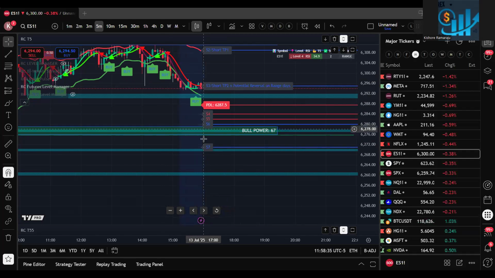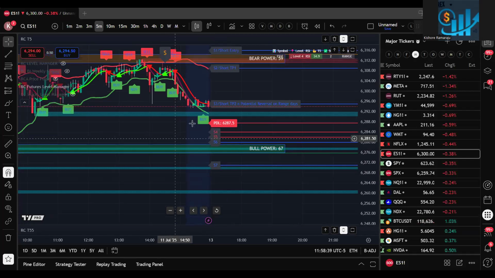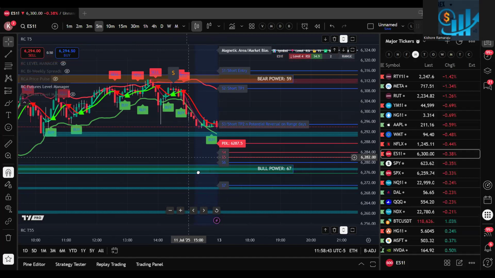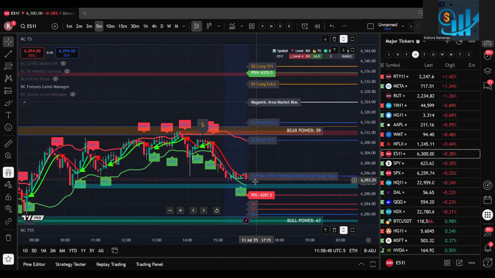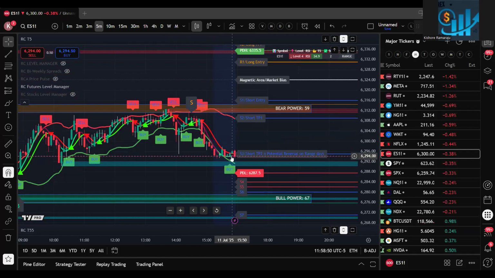Then it may come all the way to support 7 or support 8. If there is any news, it will be much bigger moves, right? That will be very huge moves on those days. If it is a normal day without any major news, it will just move between this area. That means whenever it comes here, you can go long, it will go back to the magnetic.